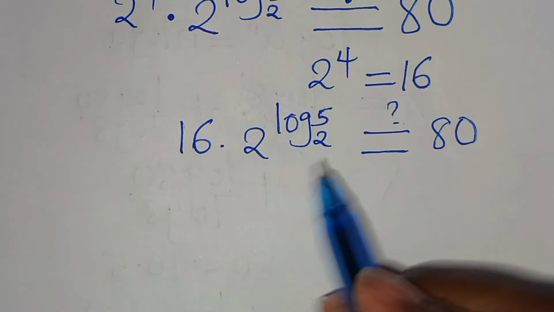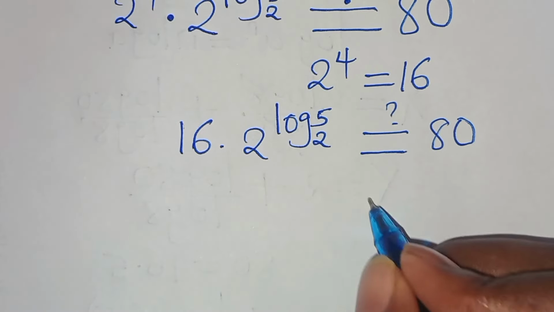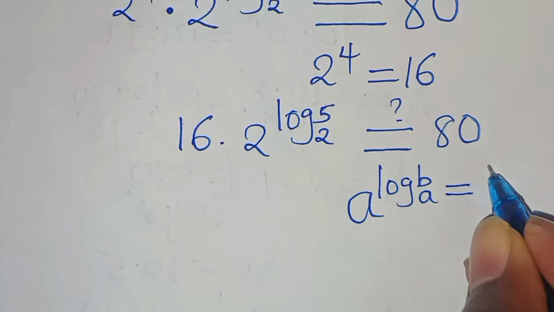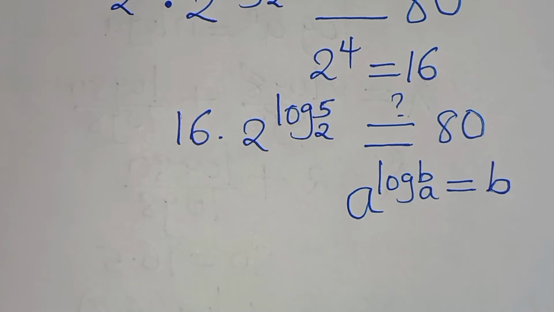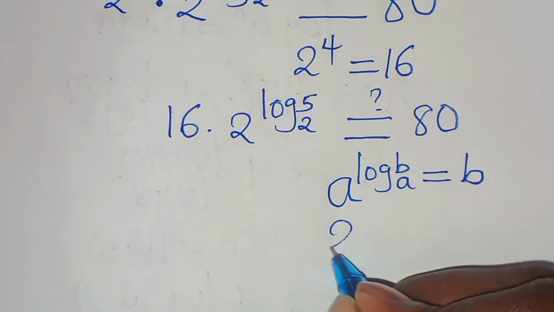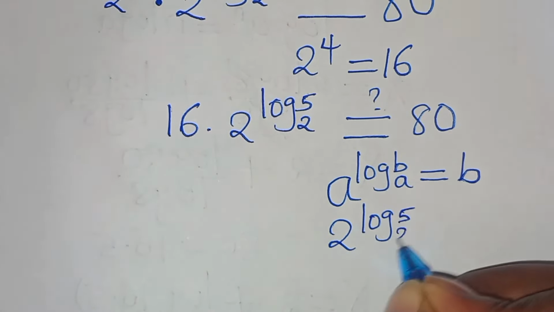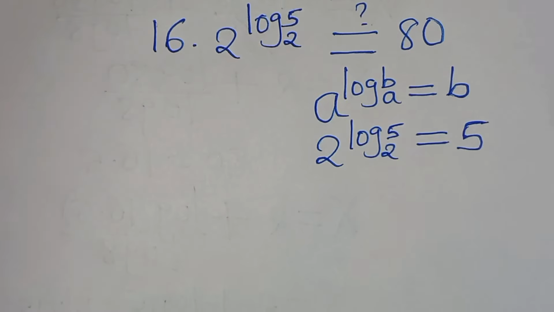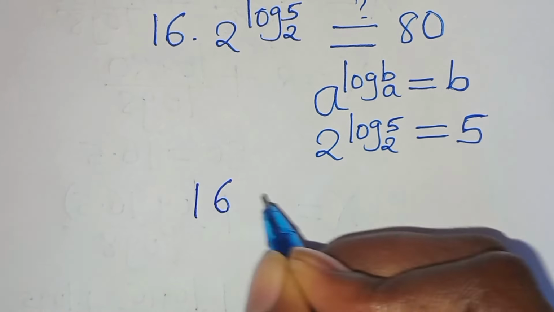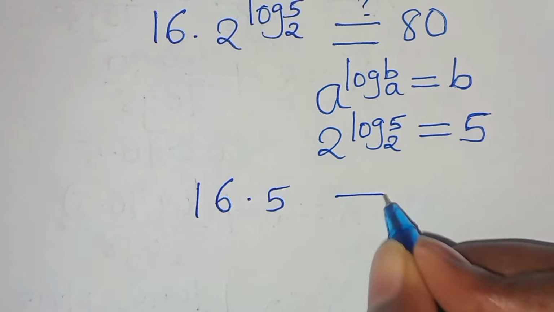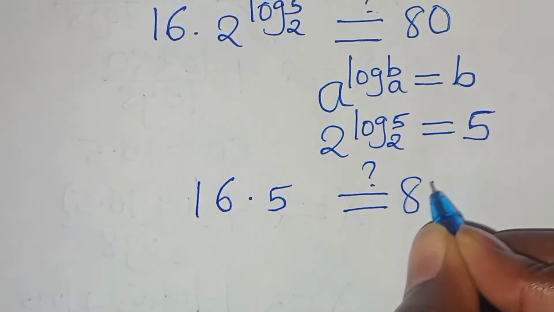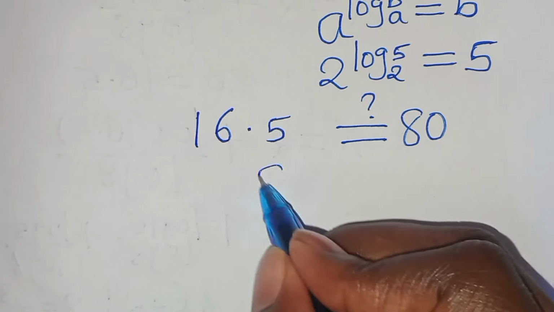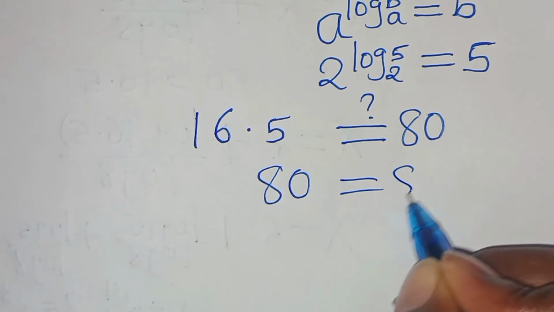The next step is that 2 to the power of log 5 to base 2 is in the form of a to the power of log b to base a, and this is supposed to give us a value of b. Applying this logarithm property, 2 to the power of log 5 to base 2 is equal to 5. Substituting 5 here, then we have 16 multiplying by 5. This is supposed to give us a value of 80. And it's clear that 16 times 5 is equal to 80, which is equal to 80.